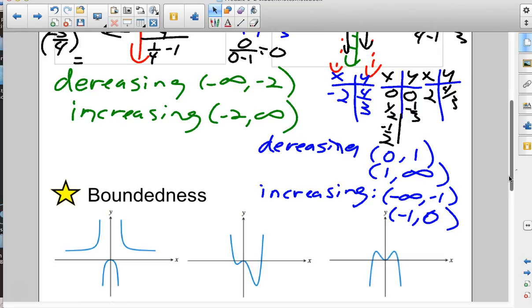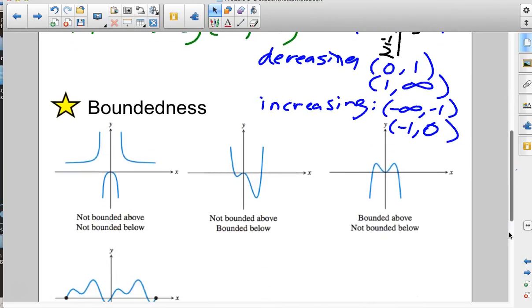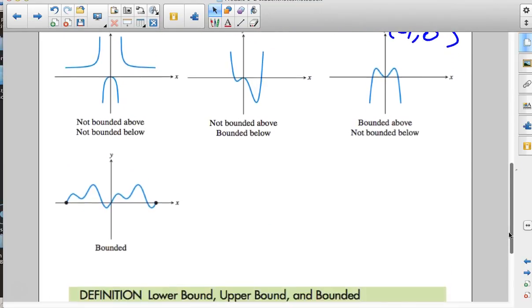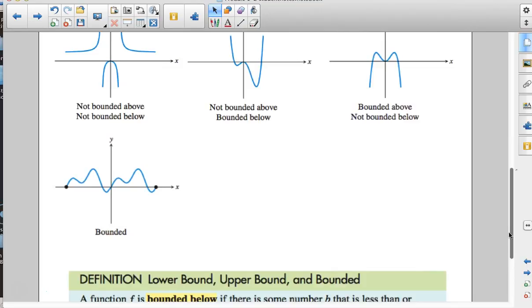So down here, what we want to talk about changes gears. This is about a concept called boundedness. Boundedness means there is a cutoff up and down to this graph. Now, it can be just bounded above, just bounded below, but if it's both, you say it's bounded. So, we look at this first one.